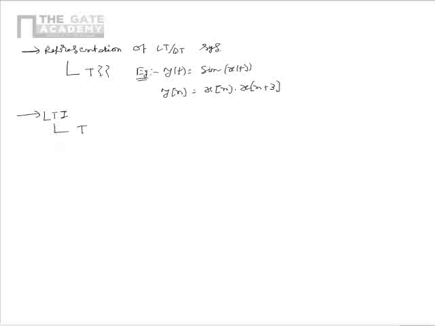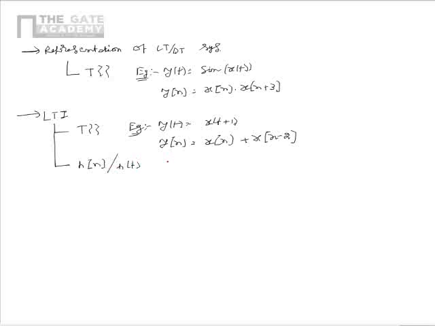the system can be represented using transformation. Example, y of t is equal to x of t plus 1, and another way is y of n is equal to x of n plus x of n minus 2. Another way of representing LTI systems is using the impulse response h of n or h of t, where the impulse response is the response of the LTI system for impulse input.